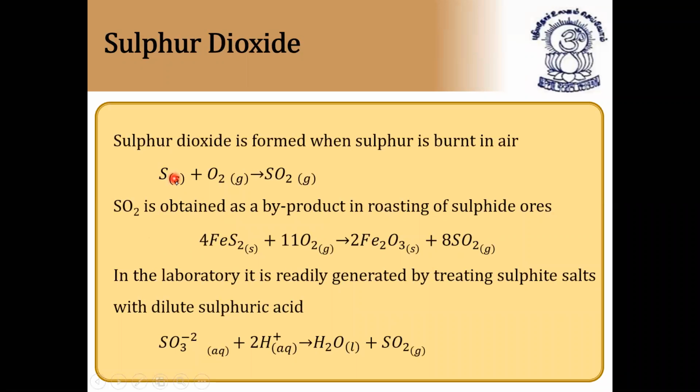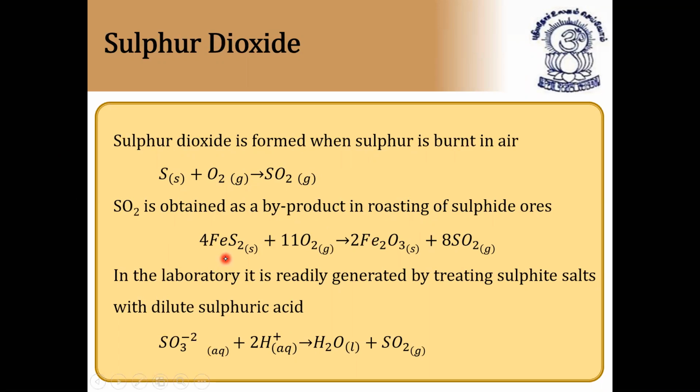Sulfur dioxide. Now, important compounds of sulfur. First we have sulfur dioxide. Sulfur dioxide is formed when sulfur is burnt in air and it is acidic in nature. Sulfur dioxide is obtained as a product in the roasting of sulfide ores. We have seen in metallurgy that sulfide ores are roasted.